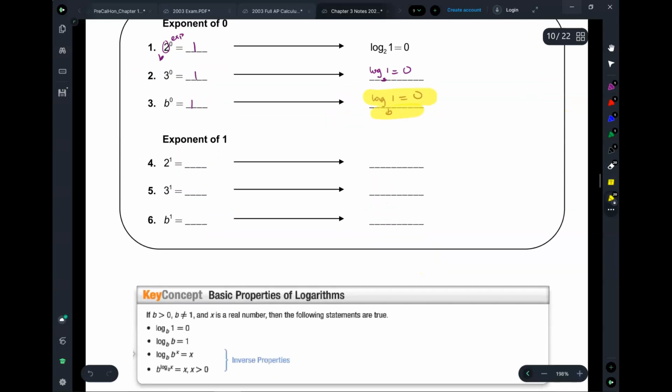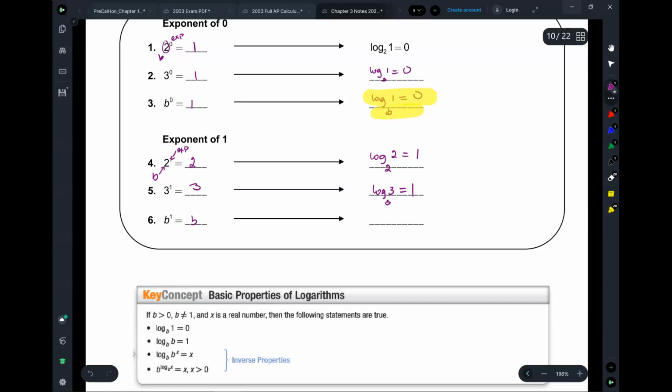Okay? So what about exponents of 1? What's 2 to the 1? 2. So here is the base, here is the exponent. So I can write it as log base 2 of 2 equal to 1. What I'm asking is, this is the base, this is the exponent: 2 to the power of what gives me a 2? It's a 1. Okay? So 3 to the 1 is 3. So this will be log base 3 of 3 is equal to 1.